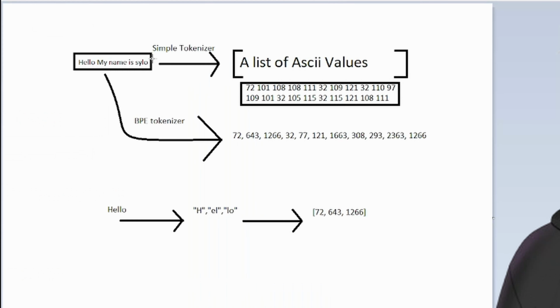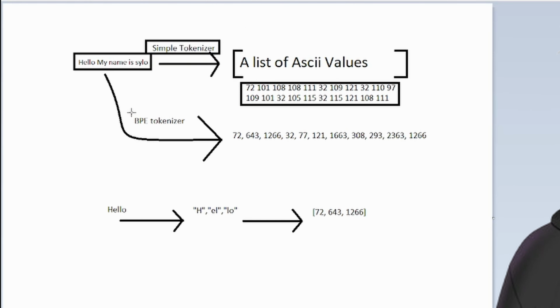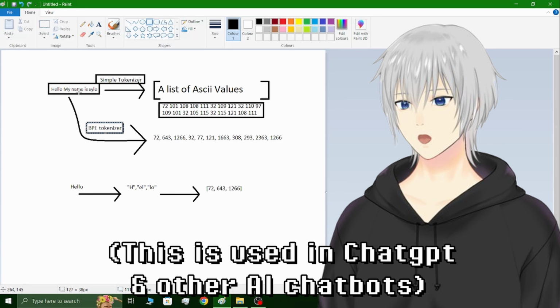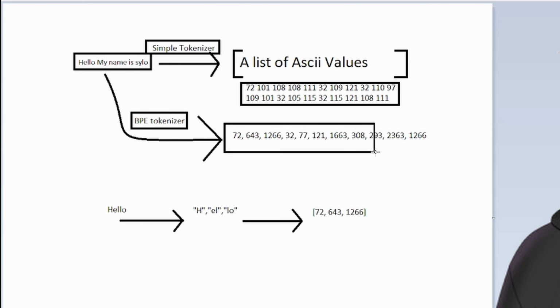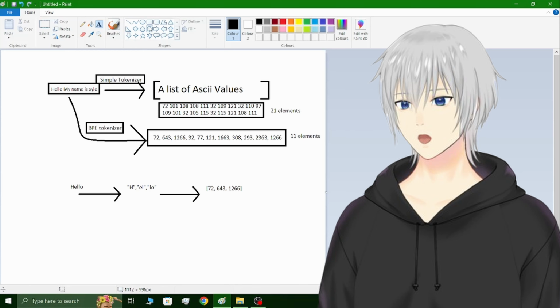We're converting this whole sentence into a list of numbers. That's like a simple tokenizer. This is very inefficient. So what we will be making today is byte pair encoding tokenizer, or we can call it BP tokenizer. So the BP tokenizer will convert the exact same sentence, but it will be much shorter. Here we have 21 elements. If you look right here, we have 11 elements. Obviously the shorter one will be much faster for computing reasons.